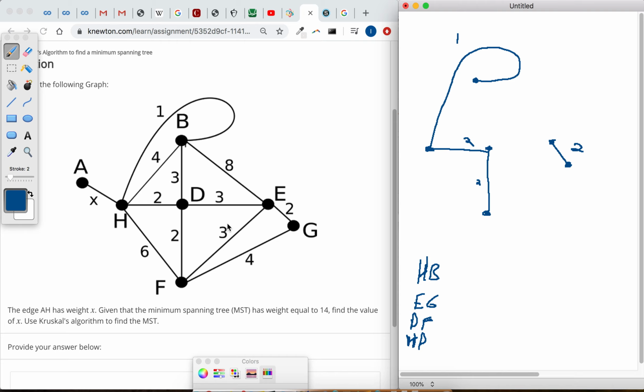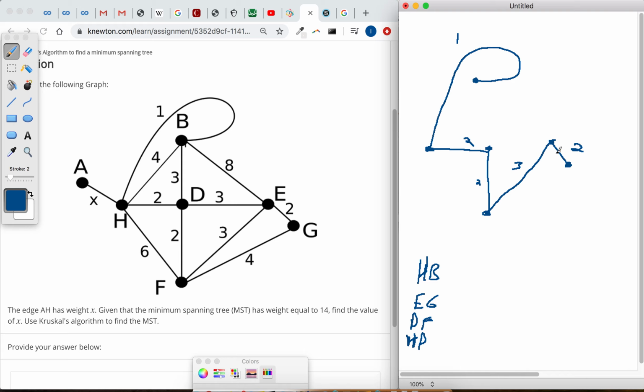Keep going for the next edge. 3s are next. So we got D to E and F to E. Let's see. I don't think it's going to matter either way. D to E is a 3, or you could have done FD. Since they're both the same, you're still going to get the same weight for the graph.